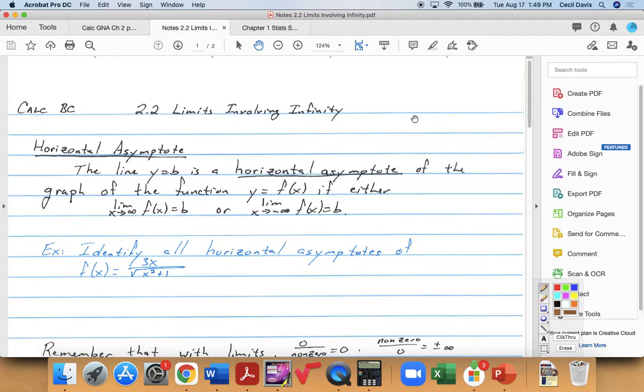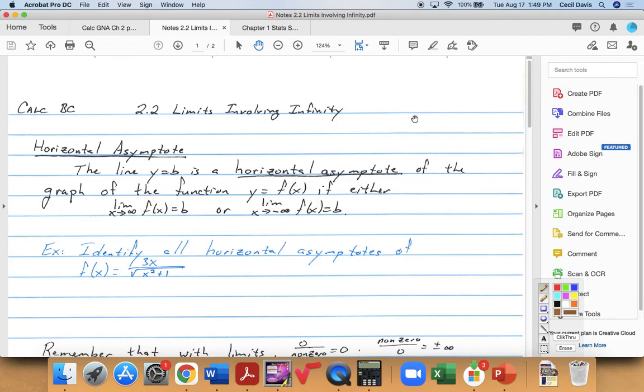Now, when you did rational functions last year in pre-cal, anytime you had a rational function and there was a horizontal asymptote, it was the same on both ends. You remember that? There are some functions where it's only on one end or the other. I think I have an example of that. Oh, actually, I know I have an example of that. So let's look at this one.